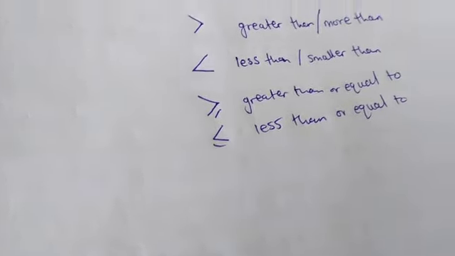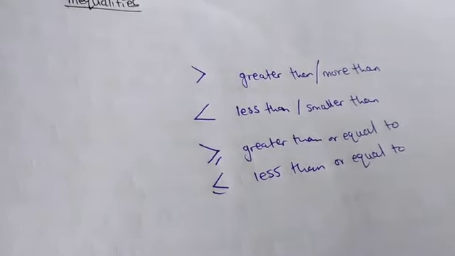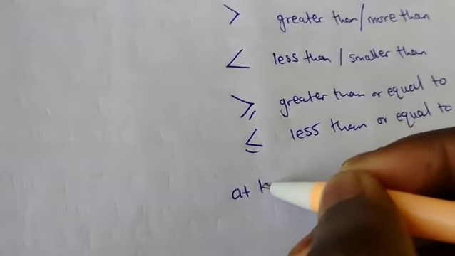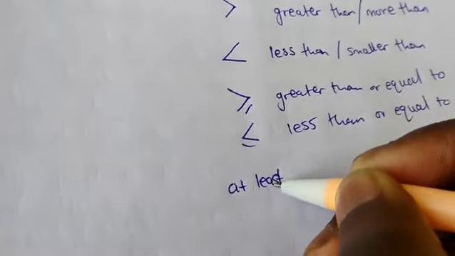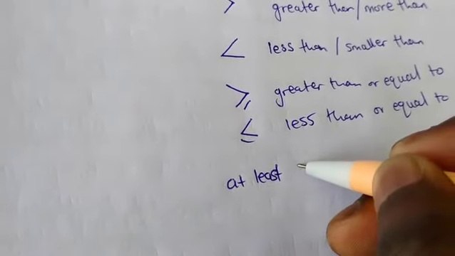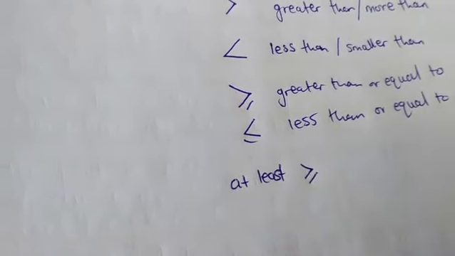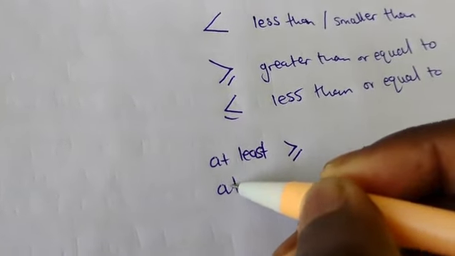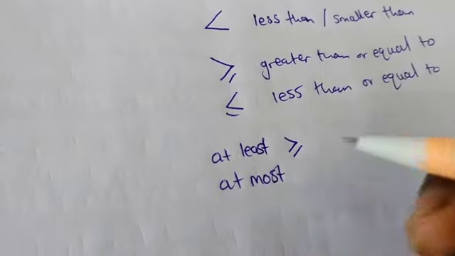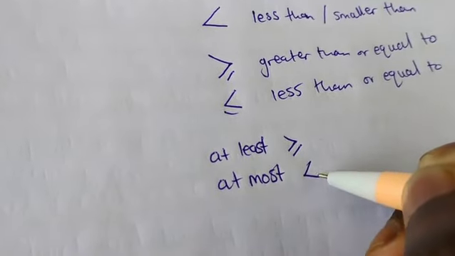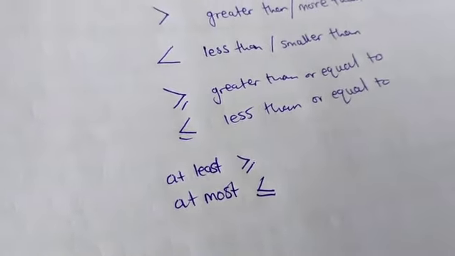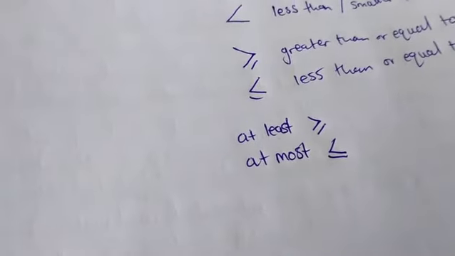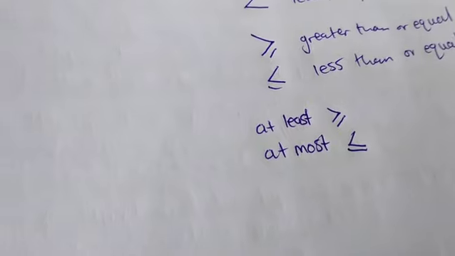So in linear programming, we have the terms which they use. If they say at least, then you know it's greater than or equal to. If they use the word at most, then you know it's less than or equal to. At least is greater than or equal to. At most, it's less than or equal to.